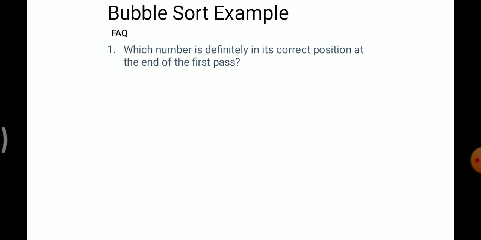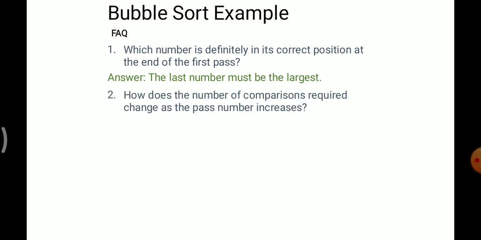Now some frequently asked questions regarding the bubble sort example. Which number is definitely in its correct position at the end of the first pass? The answer: the last number, which must be the largest. How does the number of comparisons required change as the pass number increases? Each pass requires one fewer comparison than the last.